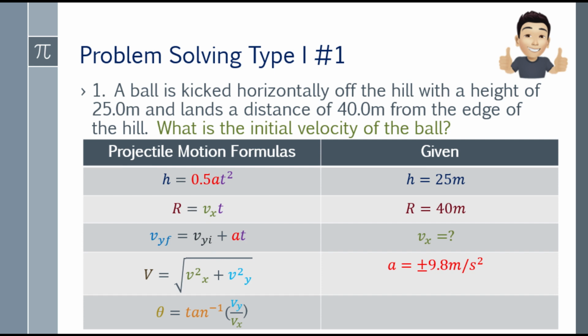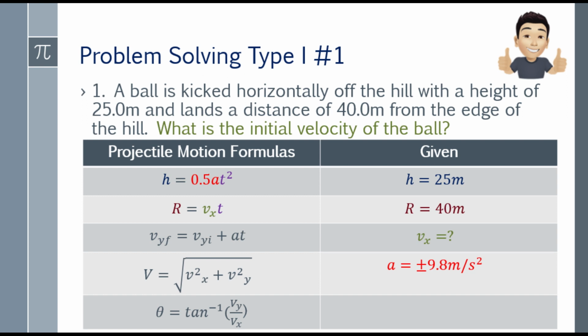And lastly, we have theta is equal to inverse tangent, or arc tangent, of Vy over Vx. So yung theta, that will be the angle. Alright, so dahil hinahanap natin ang Vx, anong formula na pwede natin gamitin kung meron tayong height and range and acceleration? So for Vx, mahanap natin siya.